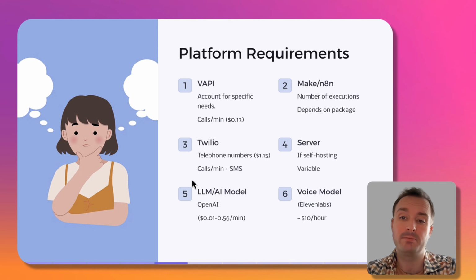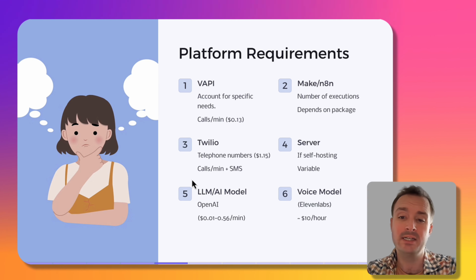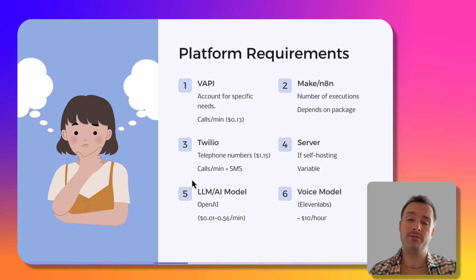And then you've got voice models as well. So things like 11 Labs, you're talking approximately $10 per hour of chat, because the way that 11 Labs price their costs is they give you a total number of credits, and you use up a credit for each minute you use on their transcription model.